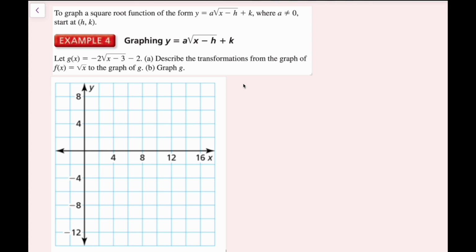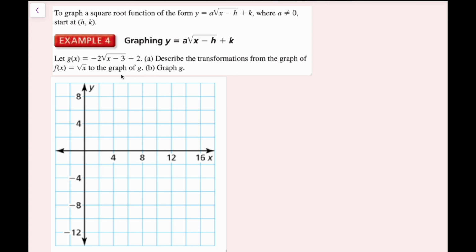So let g of x equal negative 2 times the square root of x minus 3 all minus 2. Part A, describe the transformations from the graph of f of x equals the square root of x to the graph of g. Part B, graph g. Well, you can figure out what the transformations are without even graphing it if I just look at this, okay?